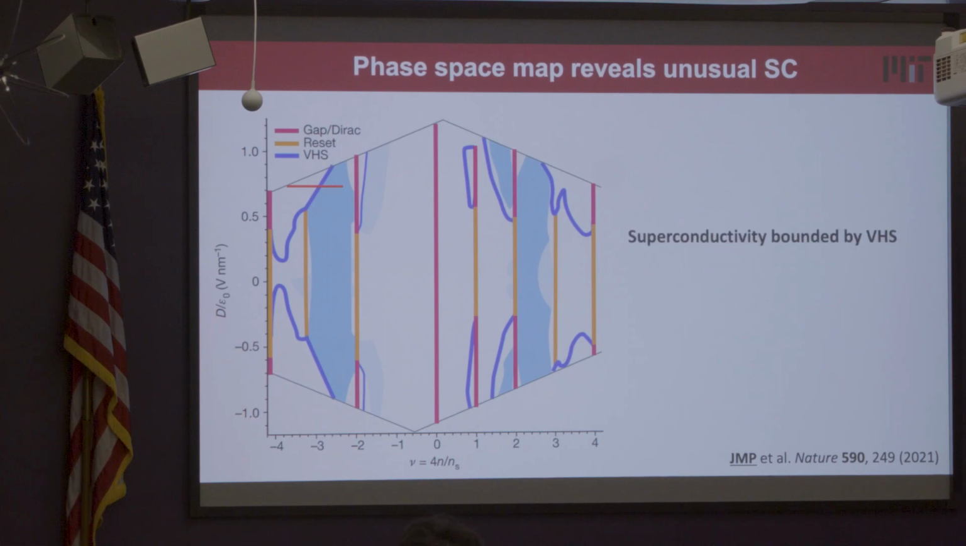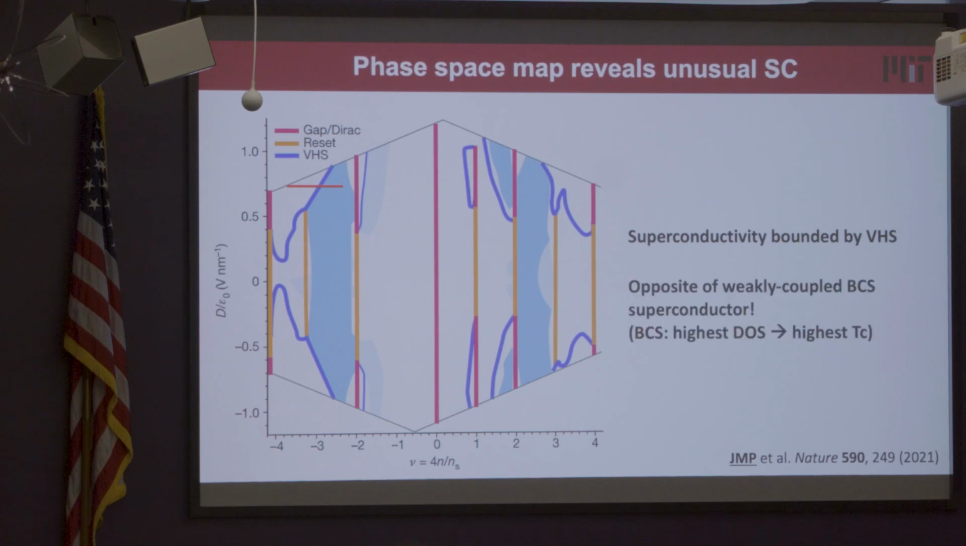So we can say that the superconducting regions are bounded by the Van Hove singularities, and in some sense this is exactly the opposite of what you would expect for a weakly coupled BCS-type superconductor, where the Tc of the system is supposed to be at the maximum, not the minimum, at the highest density of states in the system.